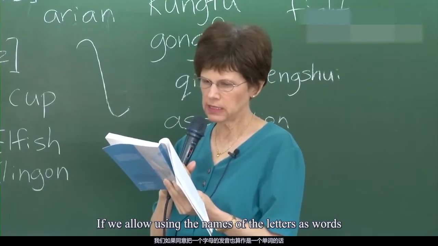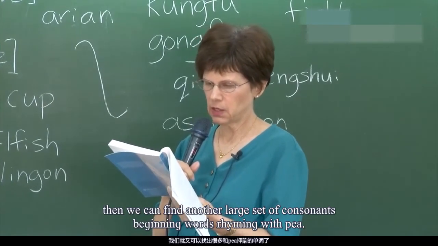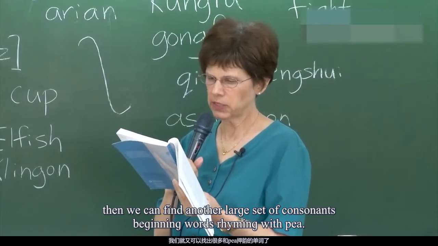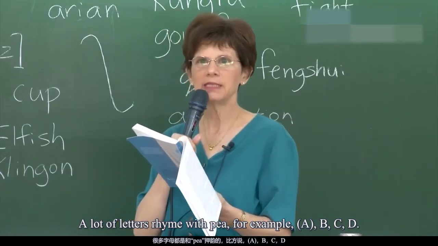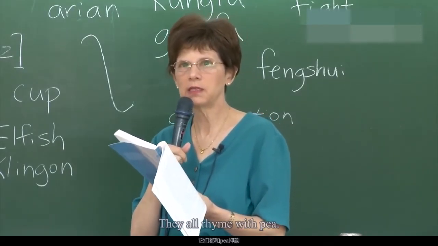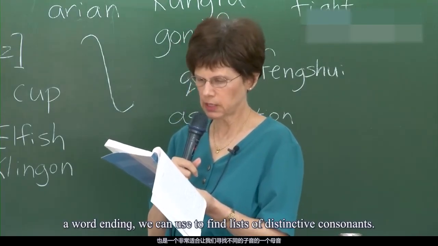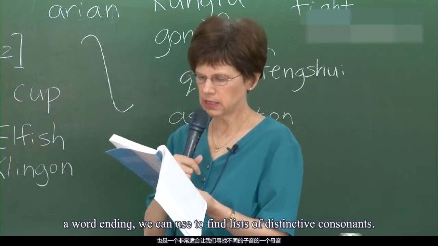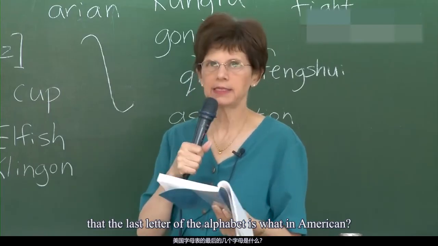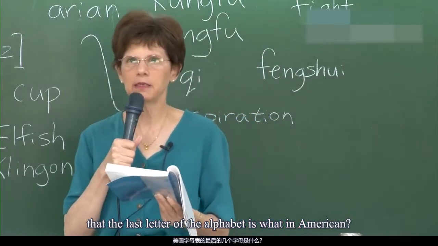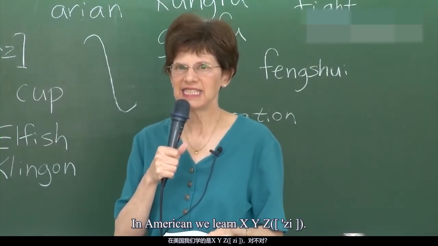If we allow using the names of the letters as words, then we can find another large set of consonants beginning words rhyming with P. A lot of letters rhyme with P. For example, A, B, C, D. They all rhyme with P. So that's another good word ending we can use to find lists of distinctive consonants. And it says speakers of British English will have to remember that the last letter of the alphabet is what in American? In American we learn X, Y, Z.